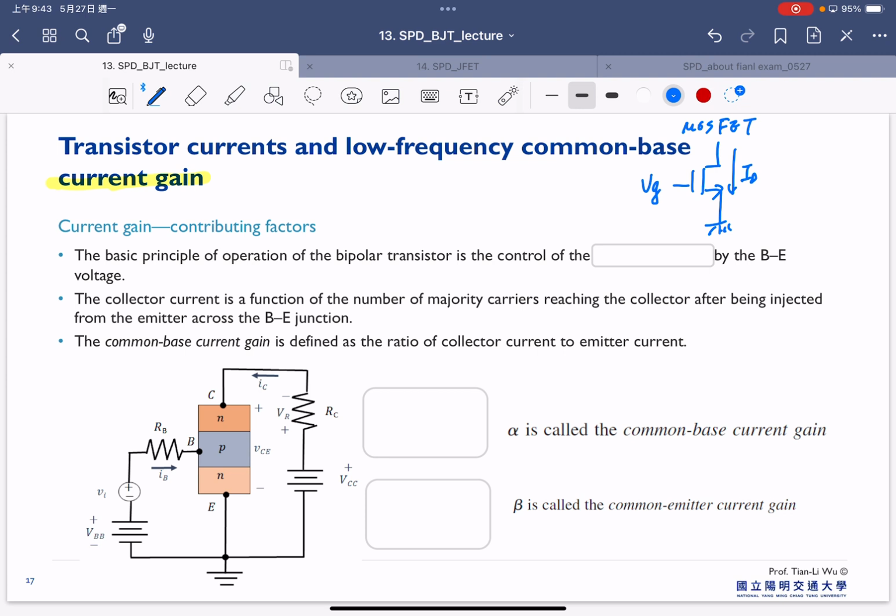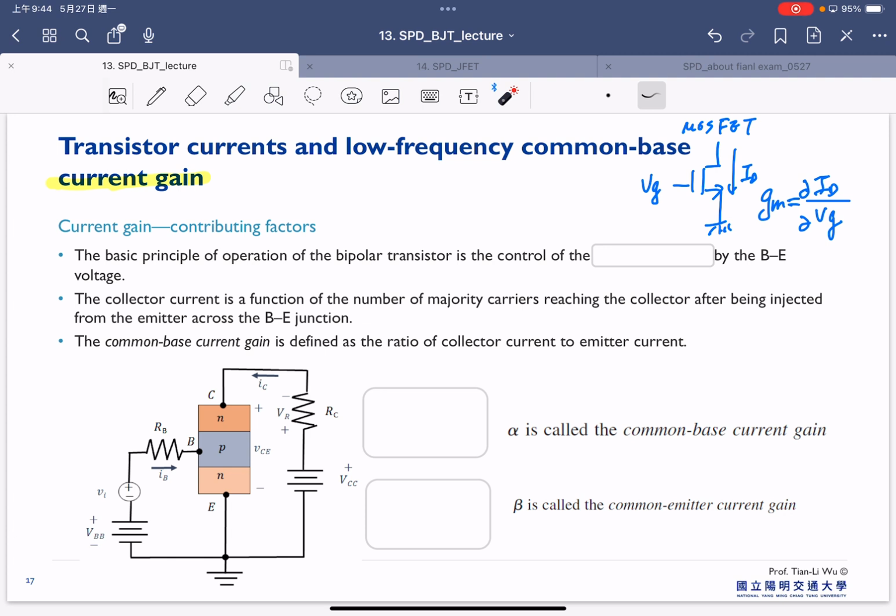And also in the MOSFET, we have a similar definition for the current gain, which we call the transconductance. By definition, it is the correlation between the drain current and the gate voltage, where we consider the increase of the drain current versus the increase of the gate voltage. That's why we put a derivative here.